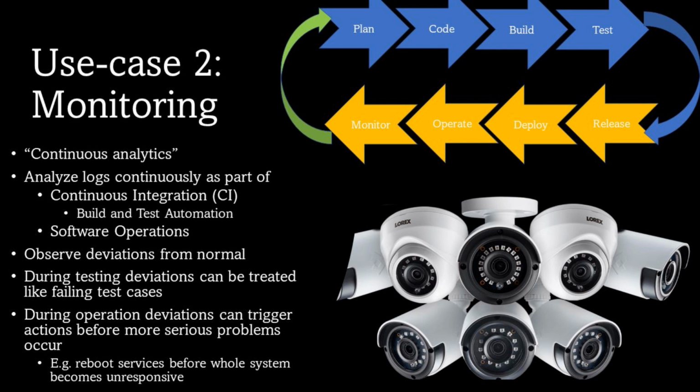By observing log data continuously, we can detect deviations from normal behavior. During testing, these deviations can be treated similarly to failing test cases, helping us catch potential issues before they reach production. In live operations, deviations can serve as early warning signs, prompting automated actions to prevent more severe problems. For example, if certain services start showing signs of instability, we could automatically reboot them to avoid a situation where the entire system becomes unresponsive. Through continuous monitoring, we achieve a proactive stance and ensure reliability and performance while minimizing downtime.